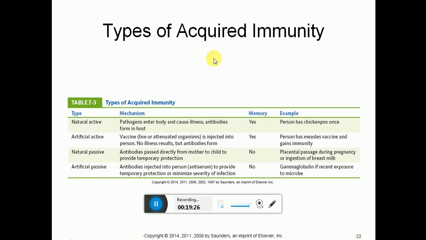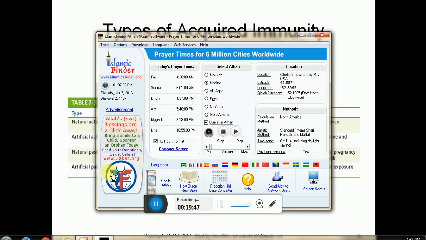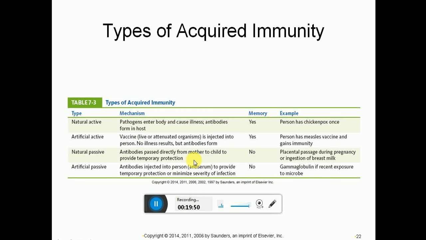You can see here the types of acquired immunity that we have, and the kinds that give us memory cells have to be the active kinds only, because this is where my immune system is actively engaged in the process and it will make memory cells. In the passive kinds my body is not engaged in the process at all, and so I have no memory cells. So these 2 will bring me memory cells. These will not.